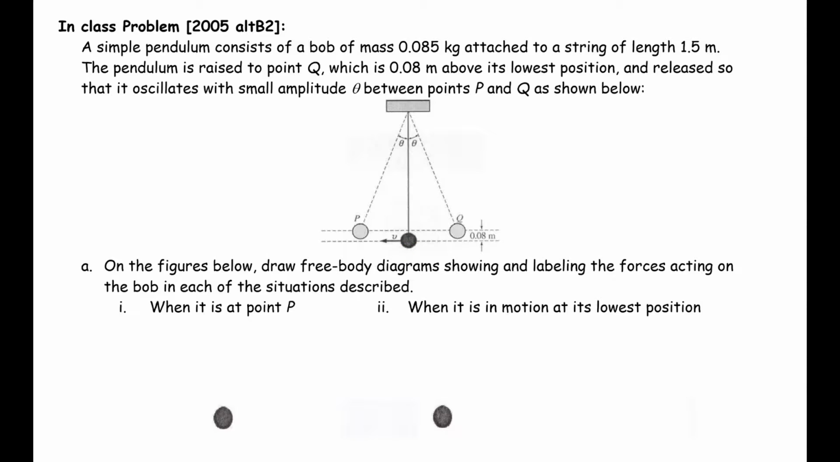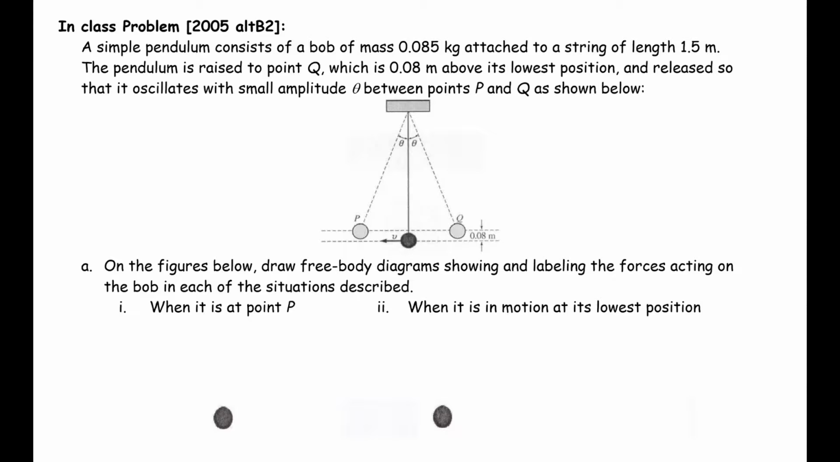That's its lowest position. And released so that it oscillates with a small amplitude theta between points P and Q as shown. So it's going to oscillate between here and here, back and forth. So the distance between this point and this point is 0.08 meters. And we're going to use that as an energy problem.